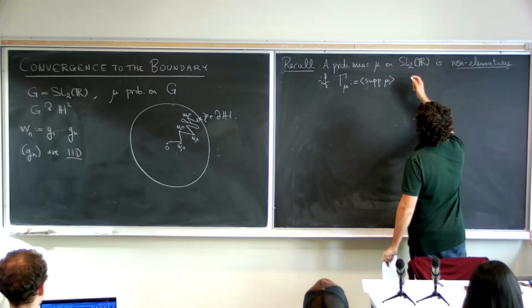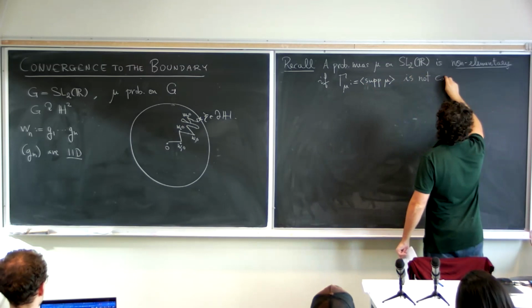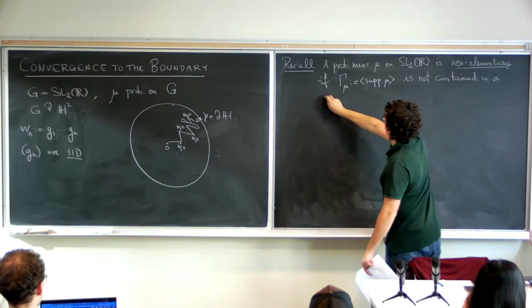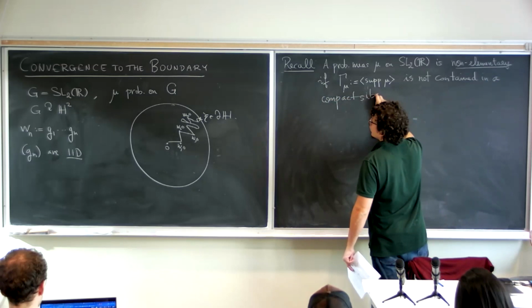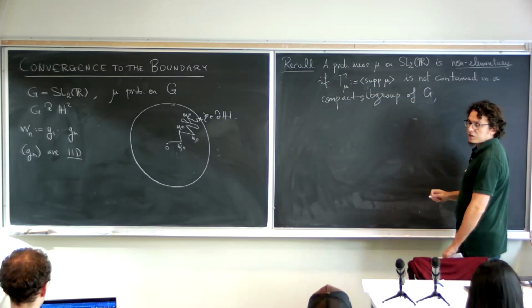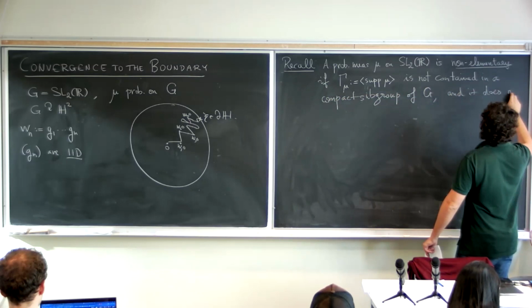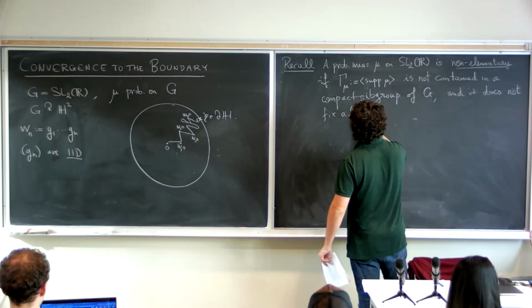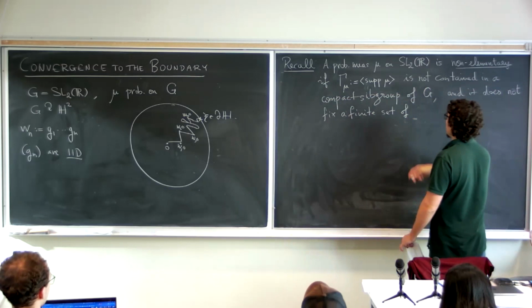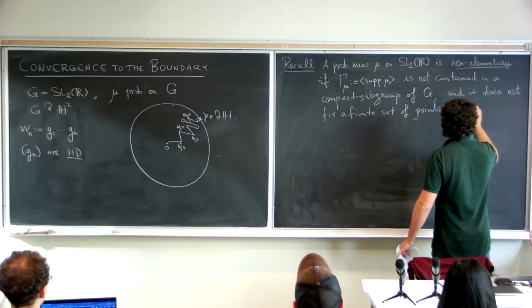But okay, let's say this group generated is, first of all, not contained in a compact subgroup of G. So this is the first condition. And it does not fix a finite set of points in the boundary.